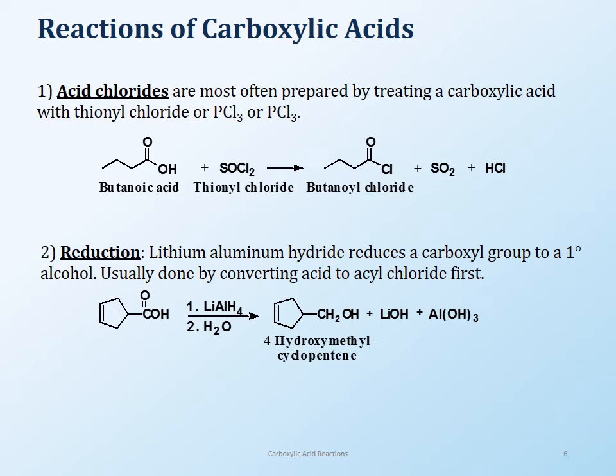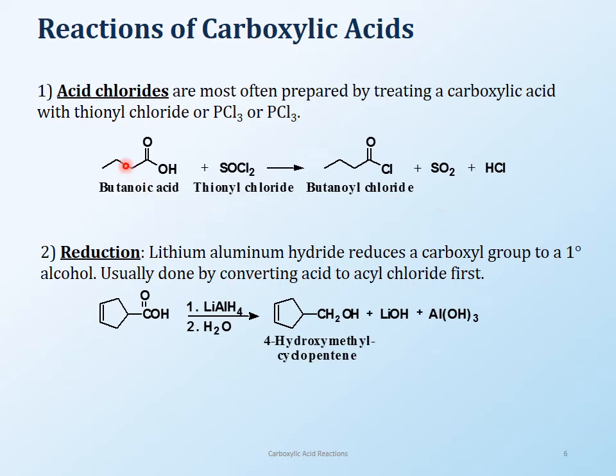So let's talk about the reactions of carboxylic acid. We'll start with acyl chlorides. Acyl chlorides are made from the acid, and you treat that with thionyl chloride, or you can also treat it with PCl5 or PCl3, phosphorus pentachloride or trichloride. It will give you the same product, which is an acyl chloride. So this is butanoyl chloride. We will talk about this reaction again in the next topic as well.